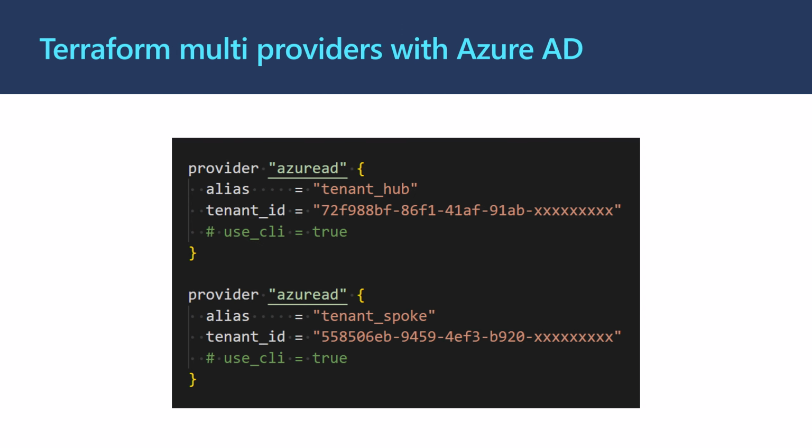So we can use the multi-provider configuration with AzureRM resources, but we can also use it with Azure AD and almost any Terraform configuration. Here I have an example with Azure AD, where I'm specifying a tenant for the hub and another tenant for the spoke with different tenant IDs. The same principle applies. If I want to deploy a resource using Azure AD, I should specify one alias or the other.